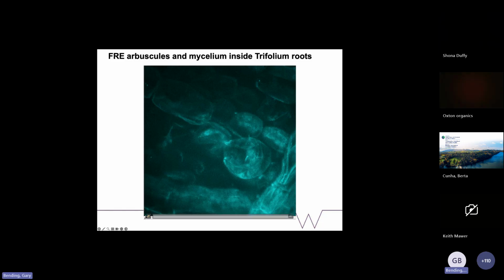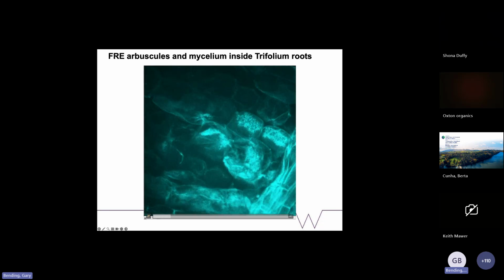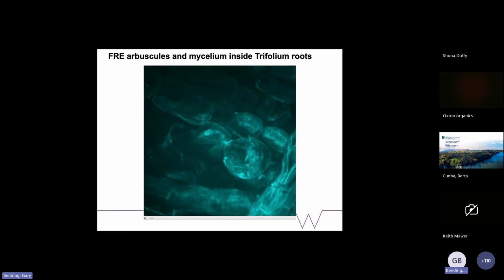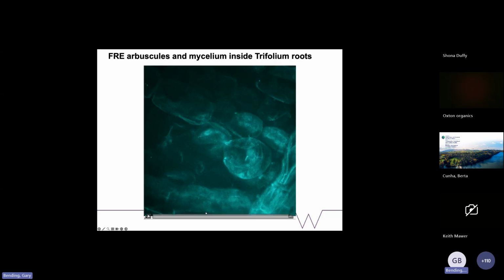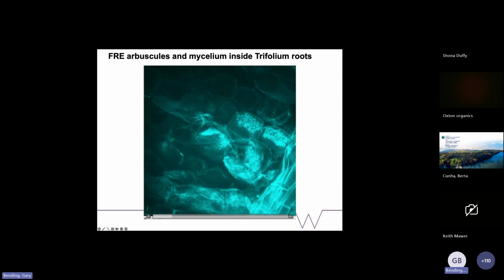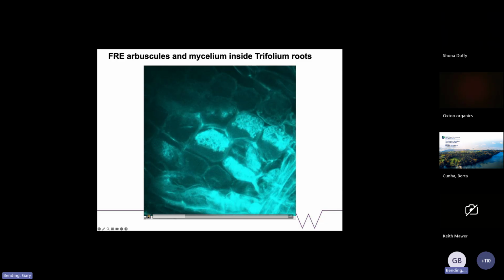like within the root. So as we move through the root here, you can see we have these structures which are within the root. You can see these structures which are becoming more dense within the root. These are arbuscules of this fine root endophyte. And as we move on through, you can see we're moving through the cell.